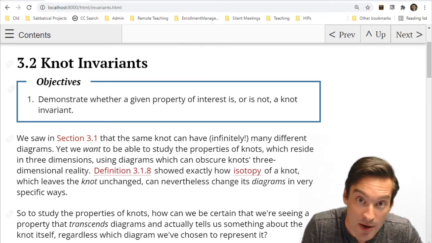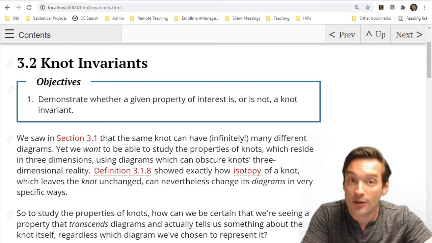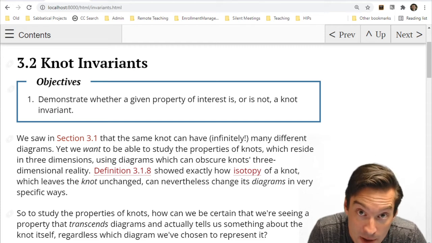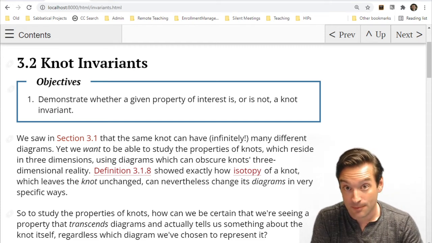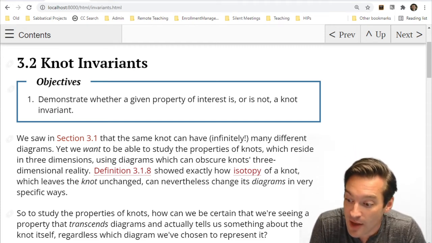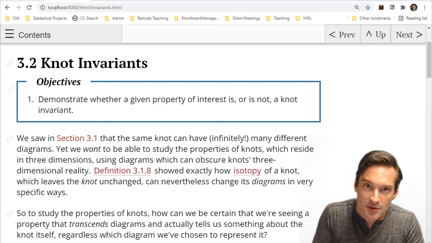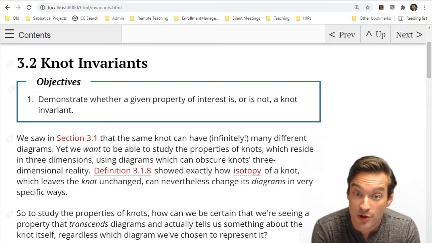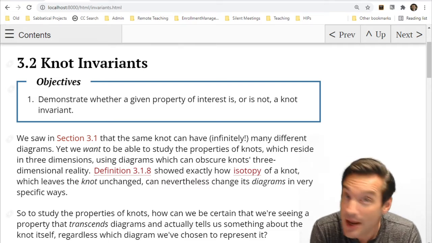If you and I are talking about a diagram property and every single possible diagram of a given knot will tell the same story with respect to that property, then we call that property a knot invariant. And so the utility of knot invariance is that it gives us a way of telling for sure whether or not two different diagrams represent different knots.